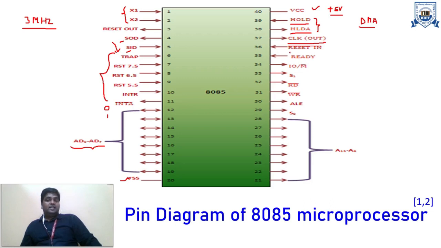Reset in is basically used to reset the microprocessor. What do you mean by reset the microprocessor? When this is active, that means actually here we have complement, so this is your active low signal. So when this is 0, then this pin is active. So when this pin is active, that means that the program counter content will be 0.